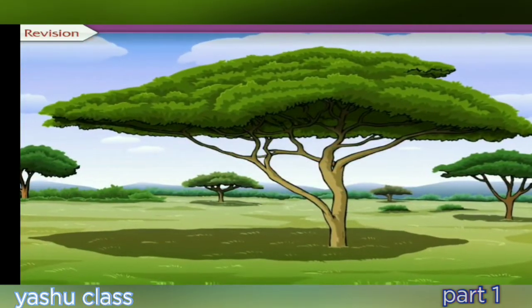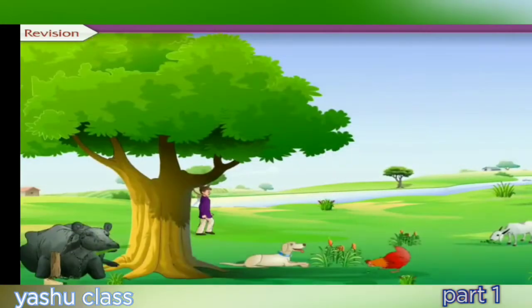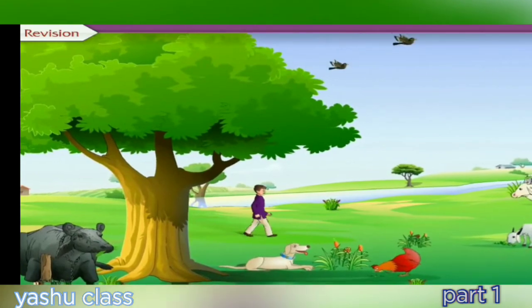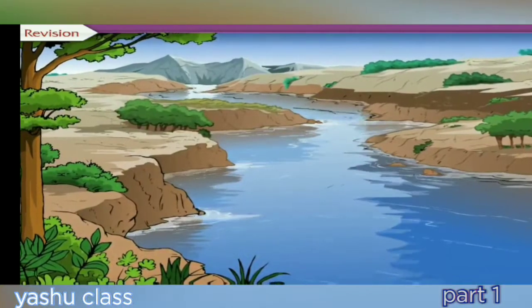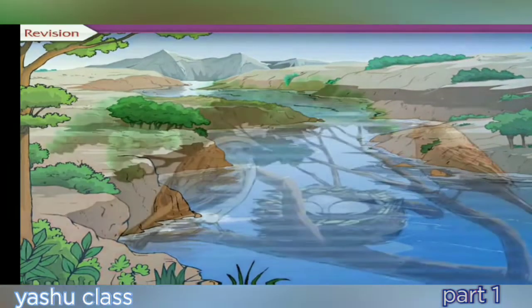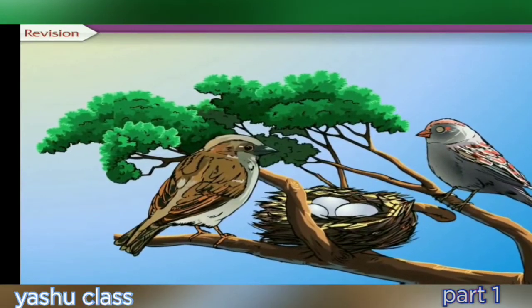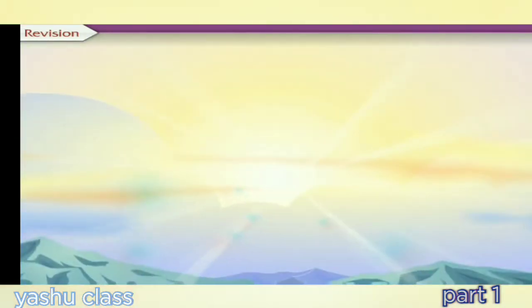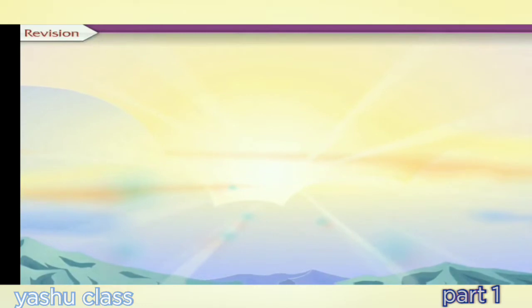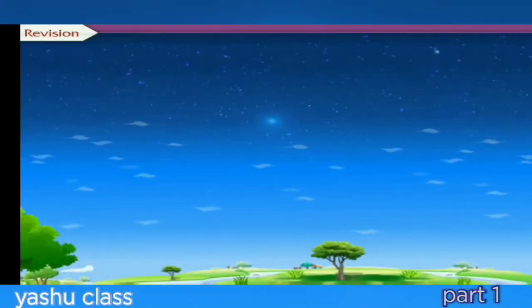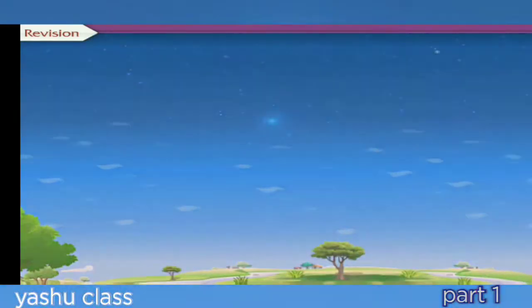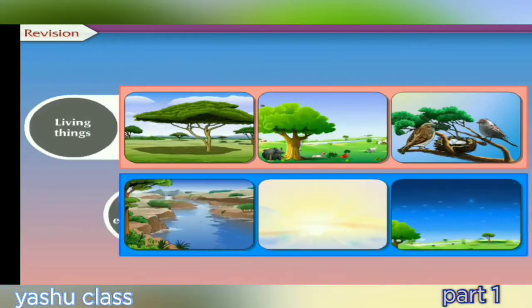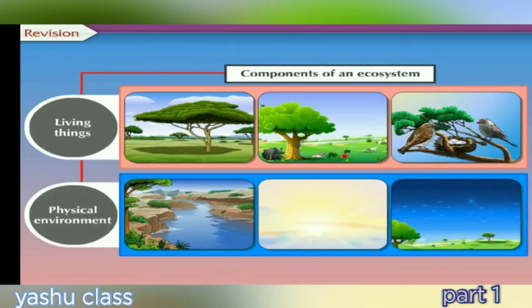See these plants, animals, flowing river, chirping birds, blazing sunlight, swiftly moving wind. All these living things and the physical environment are the components of an ecosystem.